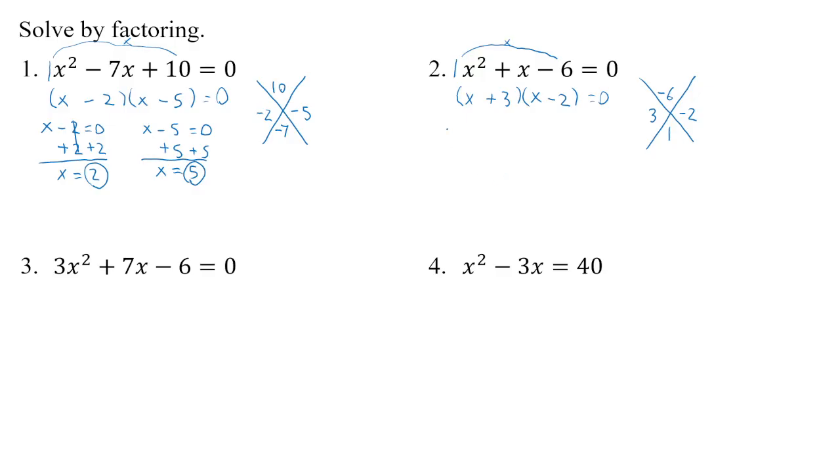Next, we're going to set both factors equal to 0. Therefore, x plus 3 equals 0, and x minus 2 equals 0. We're going to solve the first equation. We're going to subtract 3 from both sides, and you have x equals negative 3. The second equation, you're going to add 2 to both sides, and you have x equals 2. Therefore, your two solutions are negative 3 and 2.